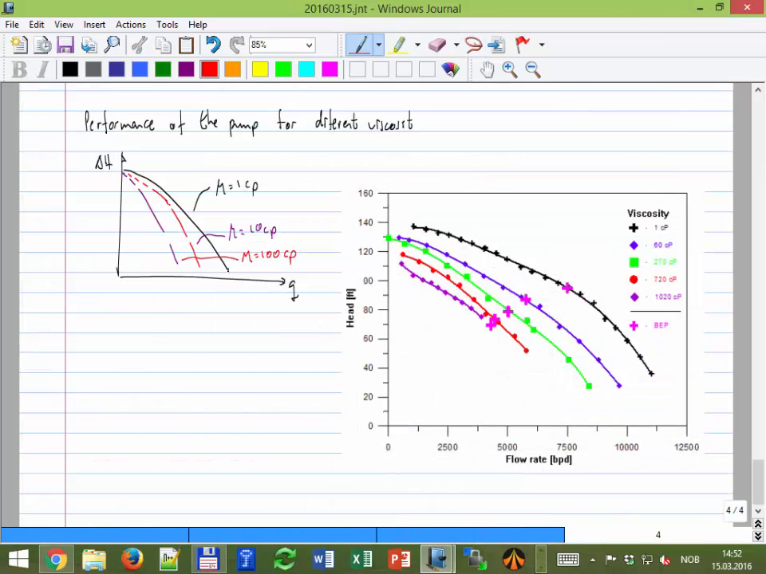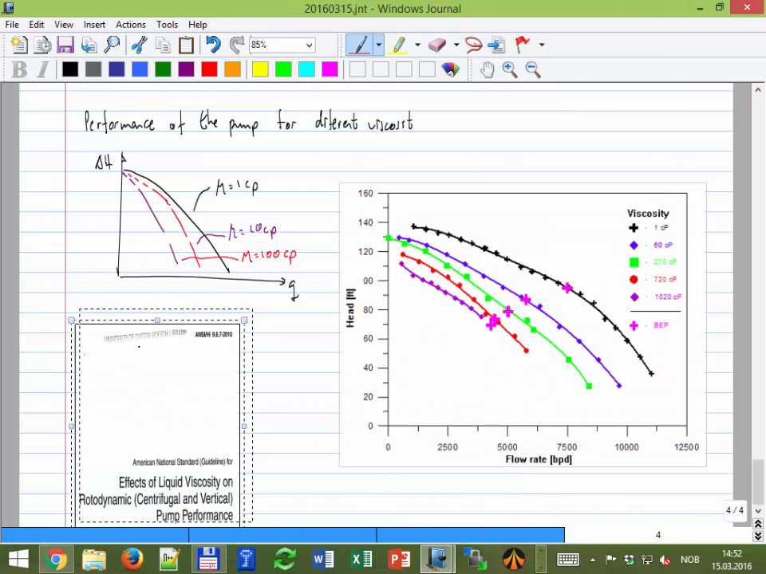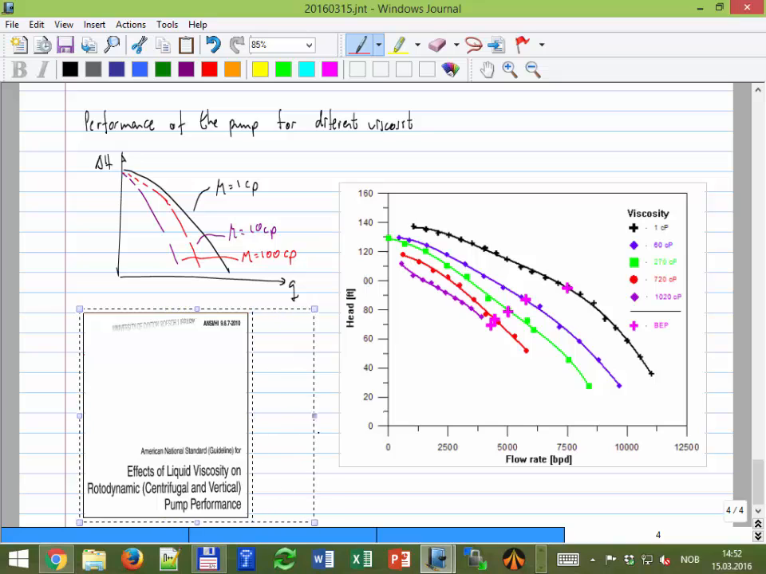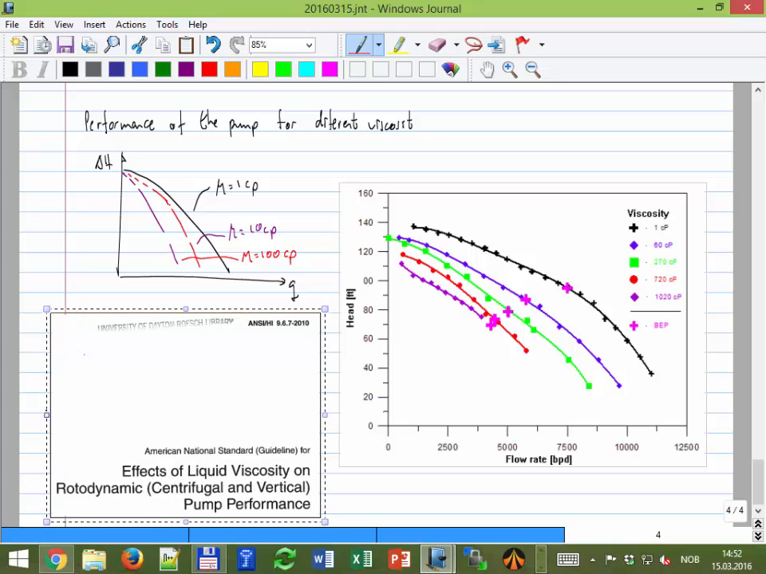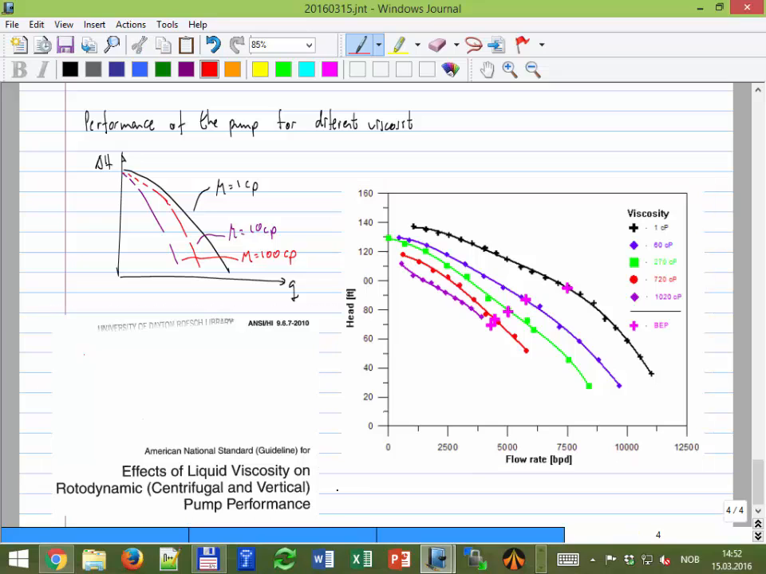But what is used so far, if you don't have anything else, is the Hydraulic Institute correction method that I have programmed for you in the Excel, okay? You use that method to correct for viscosity: if you have the water performance, how do you calculate the performance for any other viscosity? If you don't have anything else, that's what you use. Usually, if you have a very uncertain case, you want to do measurements.